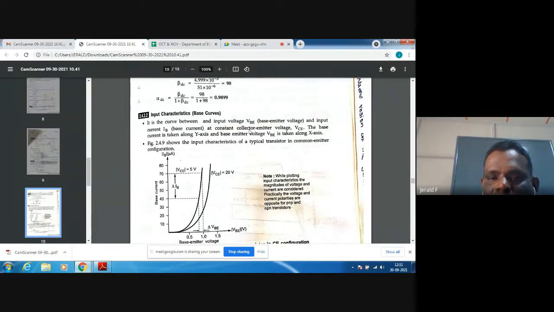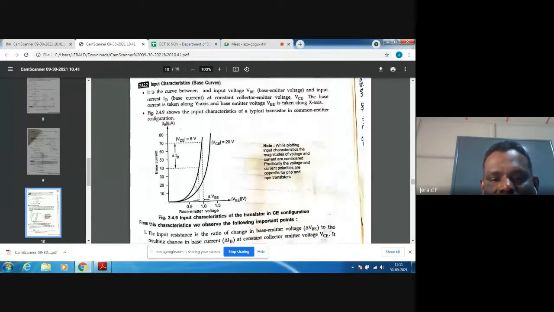Keep the base constant, and the collector voltage VC is taken as a common value. The base current is to be taken. So the same current you note down from the VC. The input is the base voltage as well as the base current. Change the base current and note down the VC. VC is a constant value, 20 volt and 5 volt.